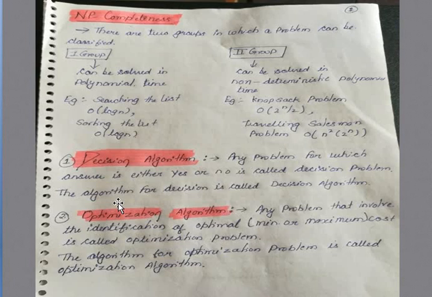Any problem for which the answer or the solution is either yes or no is called a decision problem, and the algorithm for a decision problem is called the decision algorithm. The second one is the optimization algorithm. Here, any problem that involves identifying the optimal, that means the minimum or maximum cost, is called an optimization problem, and the algorithm for it is called the optimization algorithm.